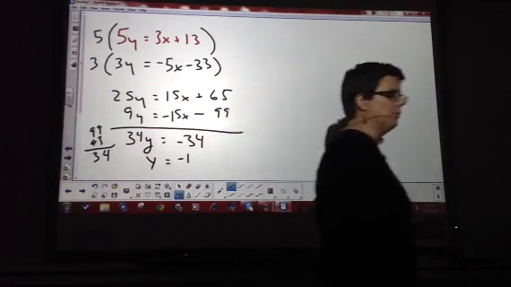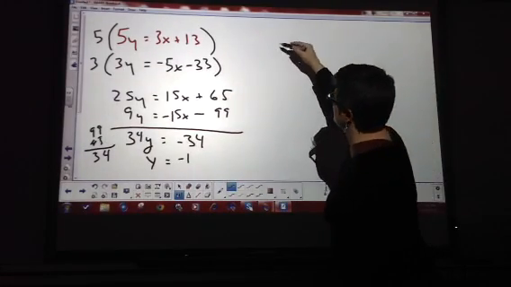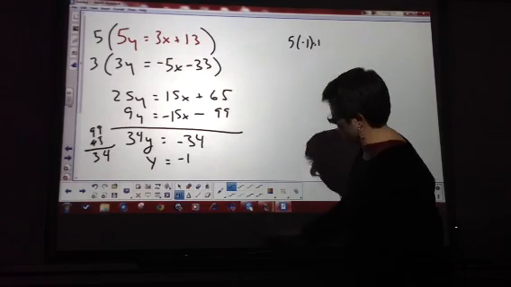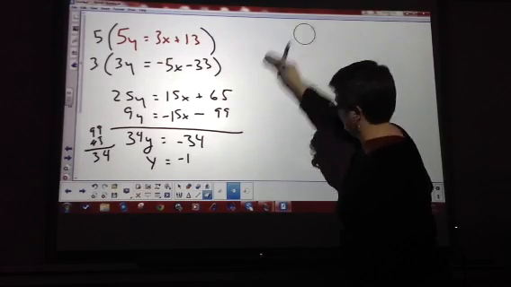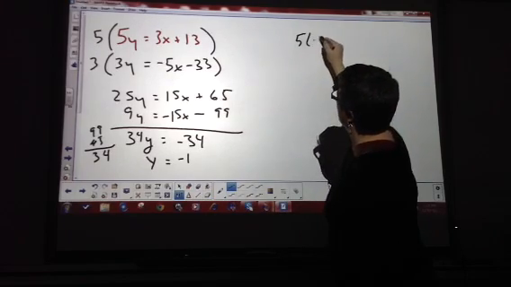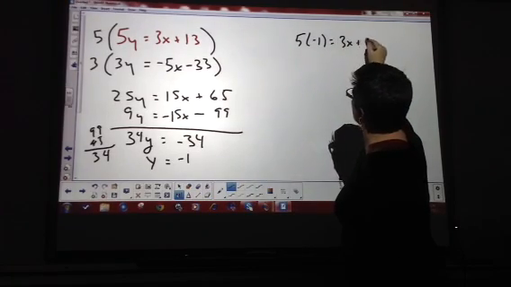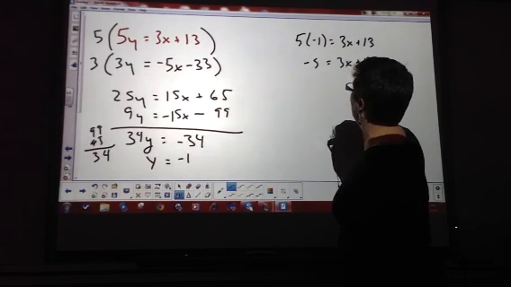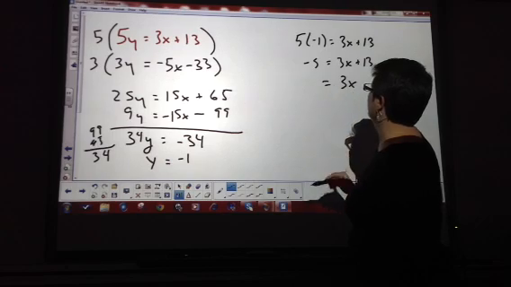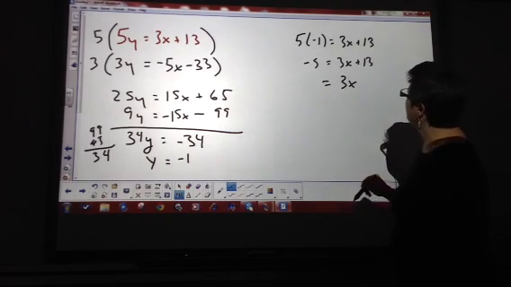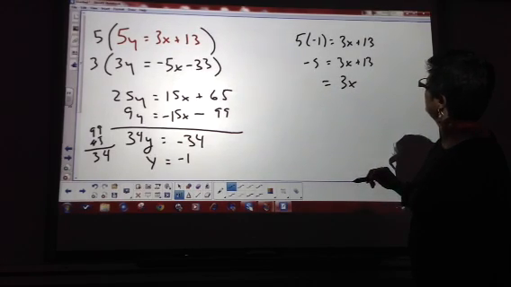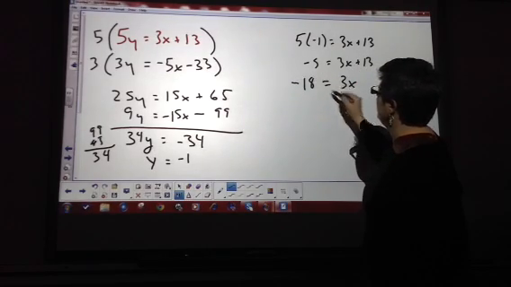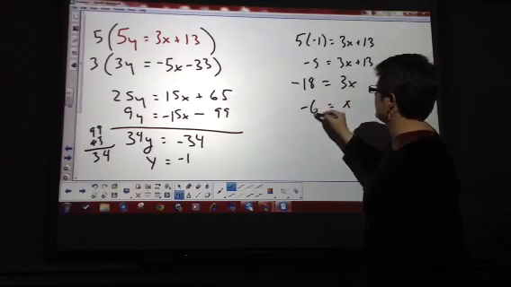If y equals negative 1, I can take any of my equations and just plug it in. So I have 5 times negative 1 is equal to 3x plus 13. So that's minus 5 is equal to 3x plus 13. Add 13 to both sides. 3x is equal to, I'll subtract out and I'll get a minus 18. So x is equal to minus 6.